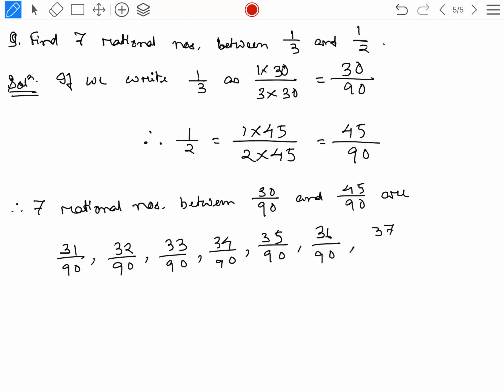How many have you written? 1, 2, 3, 4, 5. Okay, 7 are required. 36 by 90 and 37 by 90. So this way it is very easy.